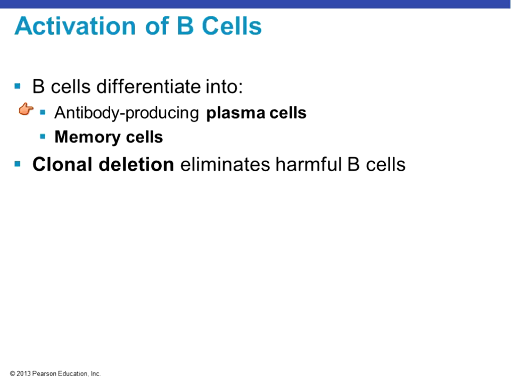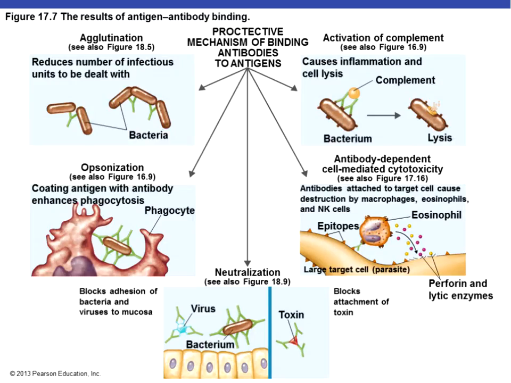So B cells differentiate, as we said before, into 2 camps, antibody-producing plasma cells and memory cells. And just as we had clonal selection and differentiation, we're going to have clonal deletion that will eliminate harmful B cells. So B cells that we don't really need or that may act against the body, or if we've made too many of these B cells, they can elicit an autoimmune response where the body starts to attack itself. The immune system will attack different parts of the body. You want to get rid of those.